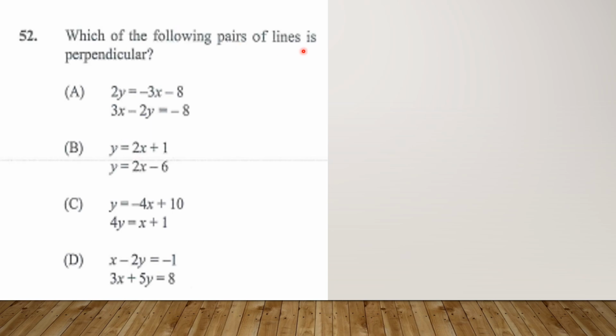52. Which of the following pairs of lines is perpendicular? Now the rule for two lines to be perpendicular is the gradient of one line, let's say m1, times the gradient of a second line is equal to -1. So that's the rule. Okay, so when we look at A, I could see the gradient here is, remember, the equation of a line is y equals mx plus c. So for sure, I know it can't be B. These are parallel lines because the gradients are the same.